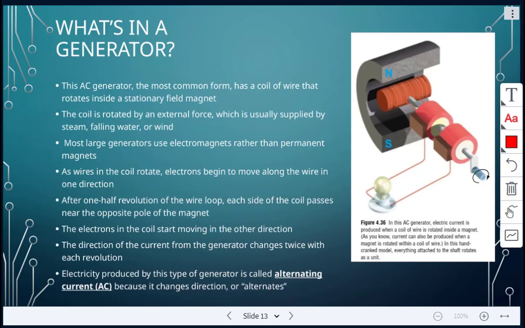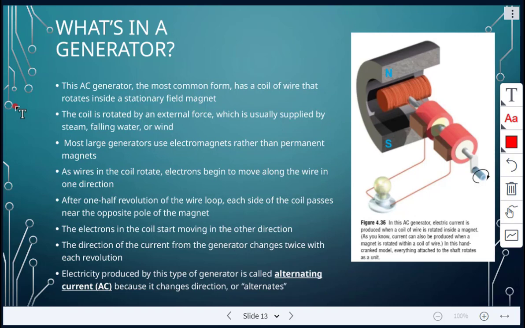Okay, so next we're talking about generators and motors. Here we're looking at a generator. The AC generator is the most common form. There's a coil of wire that is rotating inside of a stationary field magnet. Here is the field magnet, and this is the coil of wire that will be rotating inside. It's rotated by an external force, usually supplied by steam or falling water or wind.